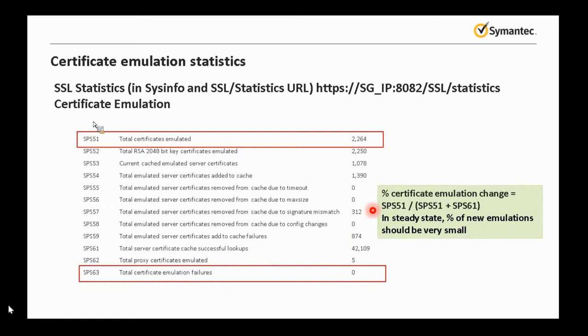Okay, so this is under SSL statistics. Basically, what you would want to pay attention to here is that the total certificates emulated should be higher than the total certificate emulation failures. We have a formula to compute the certificate emulation failure rate using these values, SPS61 over SPS51 plus SPS61, and then we can get the percent of certificate emulation failure.